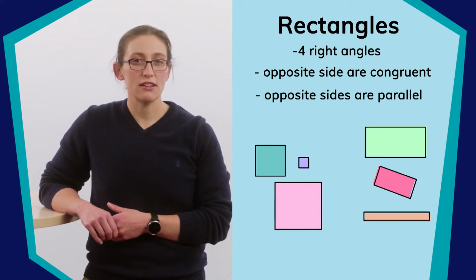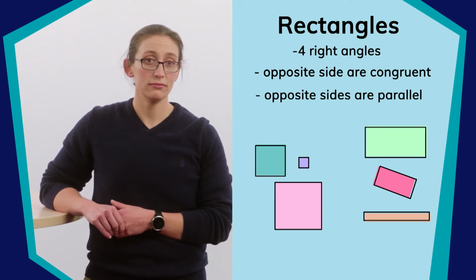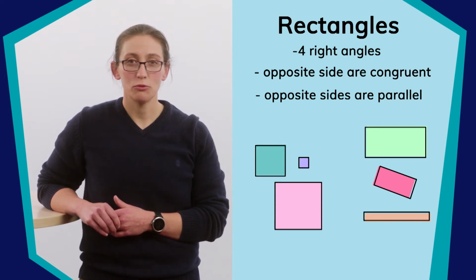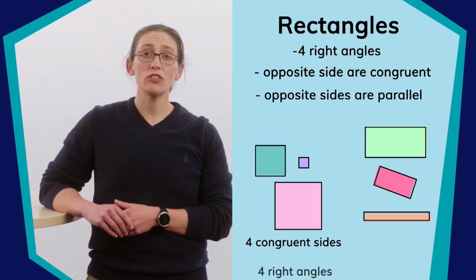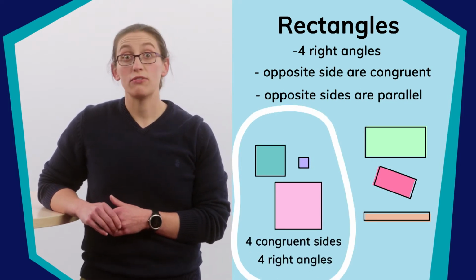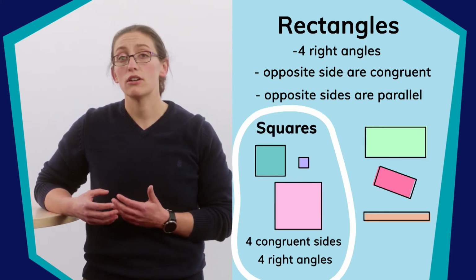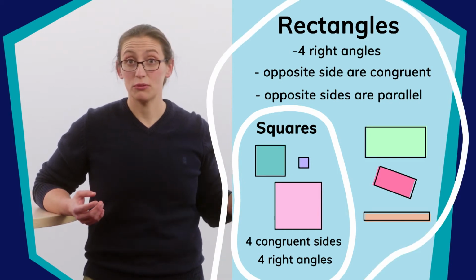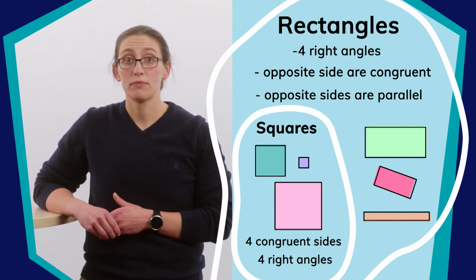I'm starting to see another trait that some of these quadrilaterals have. What do you notice about them? Would you whisper it to me? Exactly. These all look like they have four congruent sides. Even though they fulfill all the requirements of a rectangle, they also can be called a square. So all of these could be called a rectangle, but only some of them could be called a square.